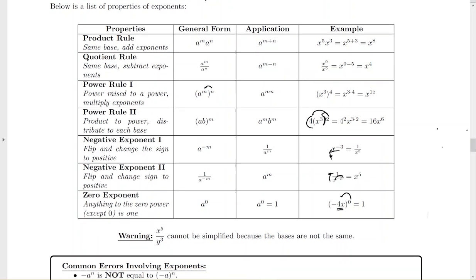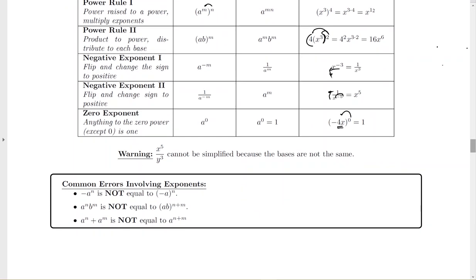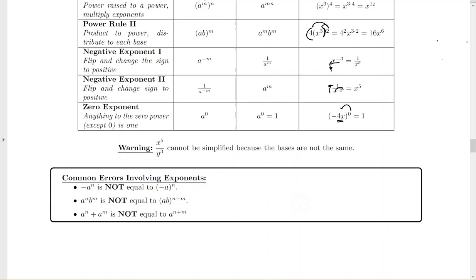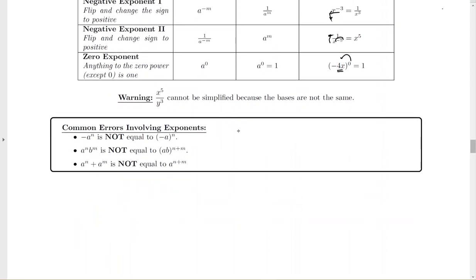There's a few warnings down here towards the bottom of the page. If the bases aren't the same, you cannot simplify any further. And a few common errors: negative a to the n is not the same as negative a, to the n. Let me give you an example on that. If I have negative 2 squared, I take the negative and then the base is just the number 2. So my answer comes up negative 4. You can test this out with your calculator. Type it in exactly that way, it'll come up negative 4.